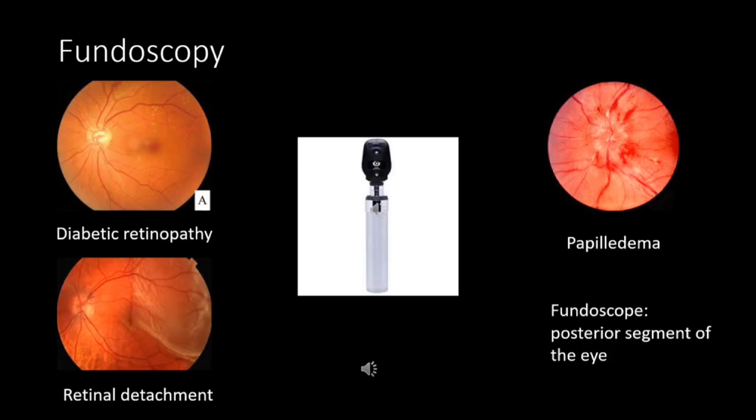In opposite to that, and in order to assess any abnormalities in the posterior segment of the eye, which is from the posterior part of the iris until the retina and optic nerve, here we have to use the endoscopy. Some abnormalities that we can see are diabetic retinopathy, retinal detachment, and papilledema.